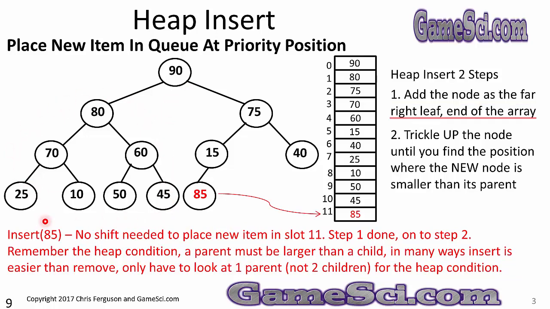Insert 85. Completing step 1 of the heap insert. No shift needed to place the new item in slot 11. There's 85. It goes in at the end of the array. Step 1 is now done. We can move on to step 2.